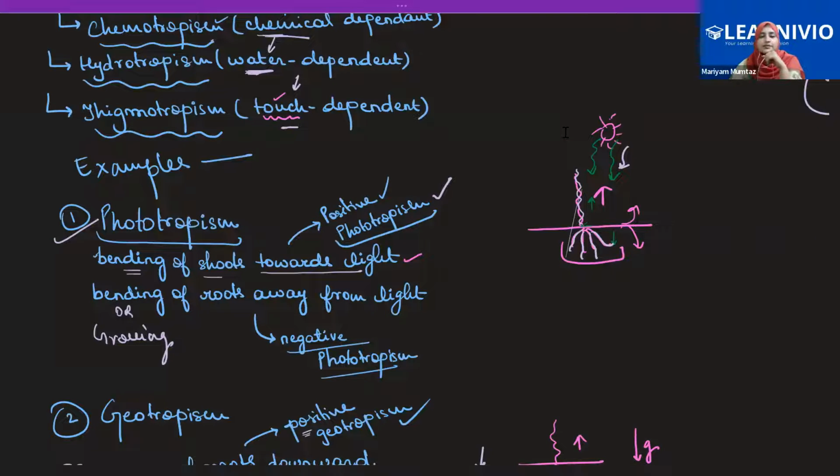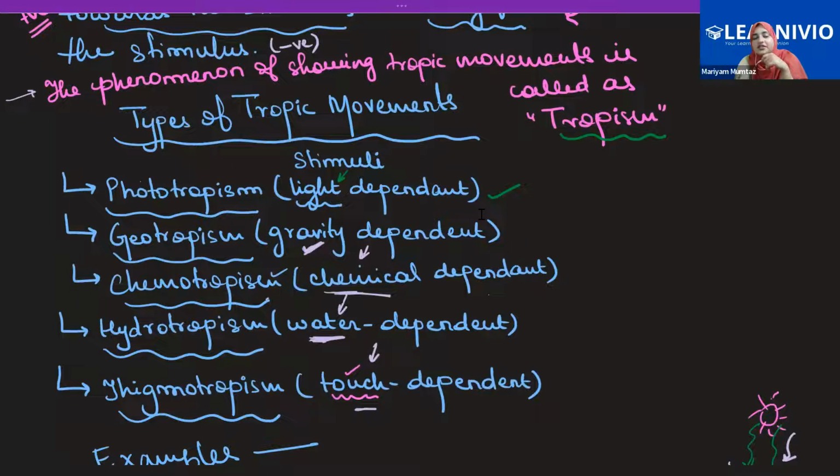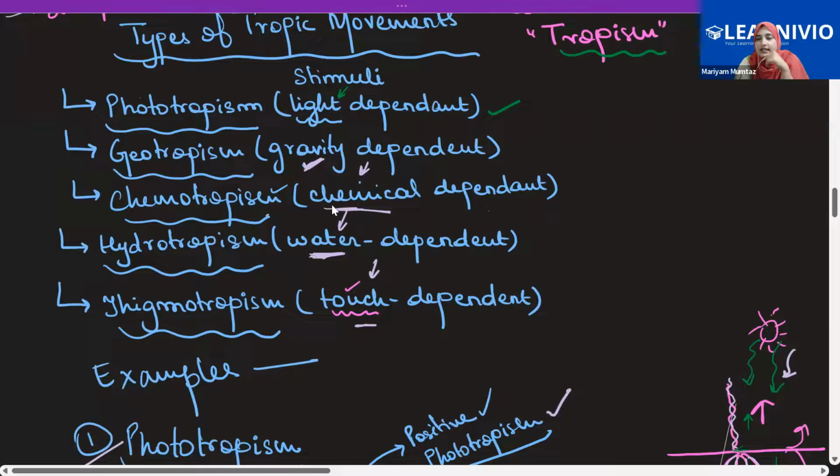So let us today start with the examples of tropic movements. In the previous class, we have seen what tropic movements are, right? We saw how these are the movements that are dependent upon the direction of the stimulus. Depending upon the different stimuli, there is phototropism, in which the stimulus is light; geotropism, in which the stimulus is gravity; chemotropism, wherein the chemical is the stimulus; hydrotropism, water is the stimulus; and lastly, thigmotropism, the touch is the stimulus.